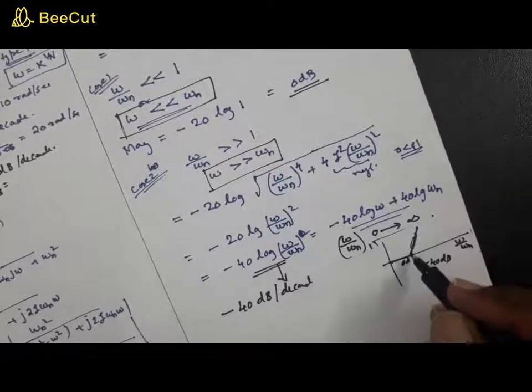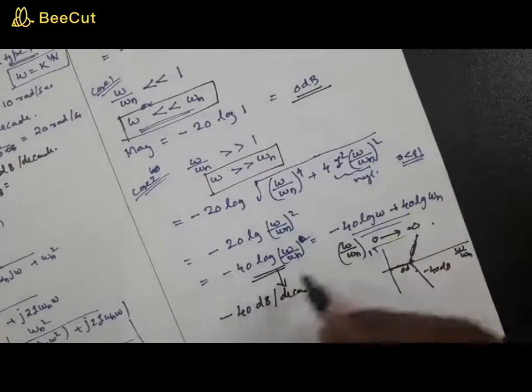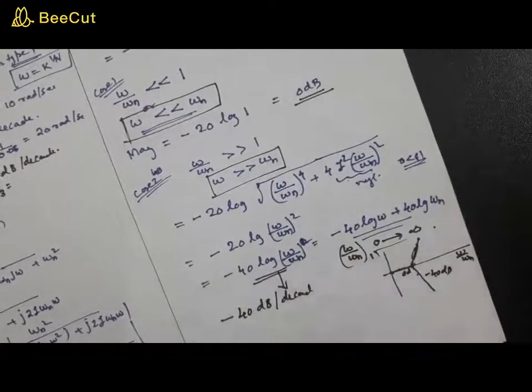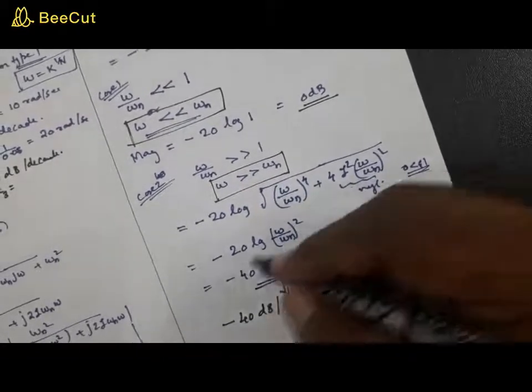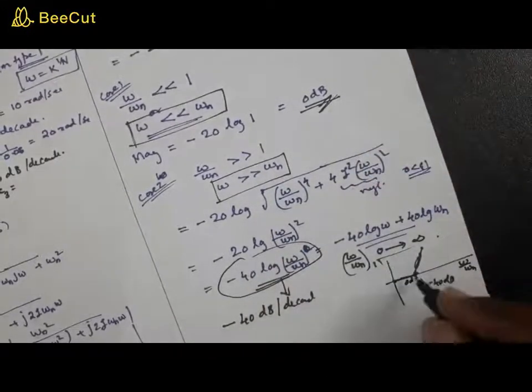That means there is a point of intersection of this slope and the 0 dB line. So this point is going to be 0 at a particular omega. That's what we're going to find. That is, this becomes equal to this one. That's what this suggests.